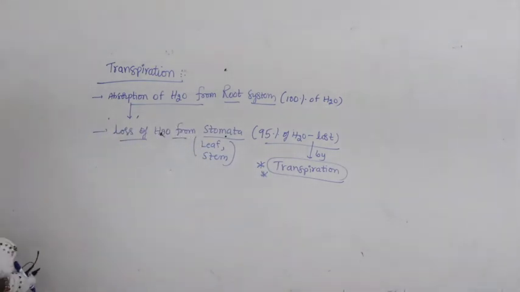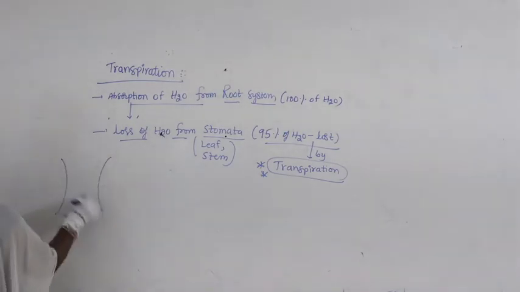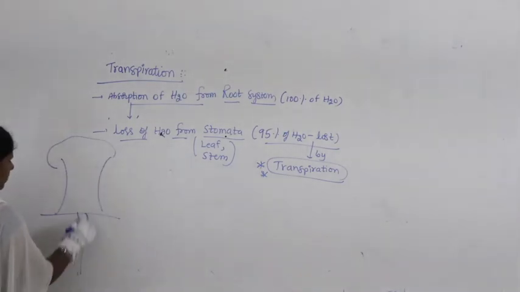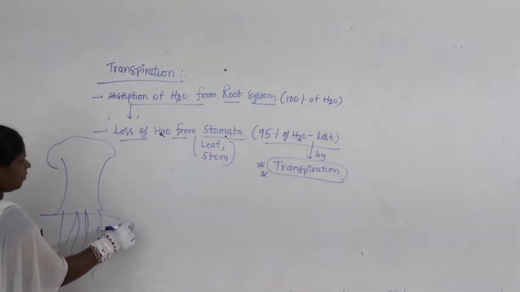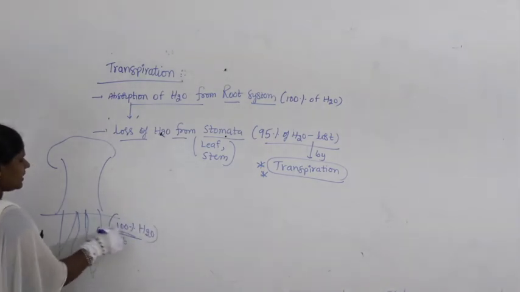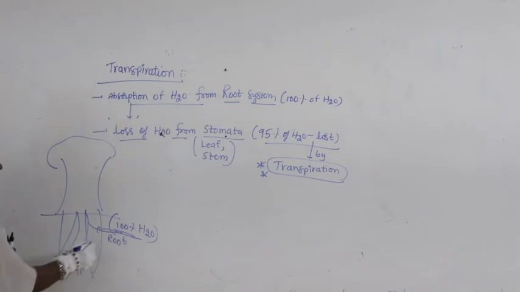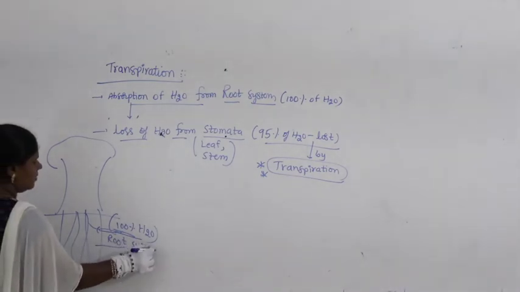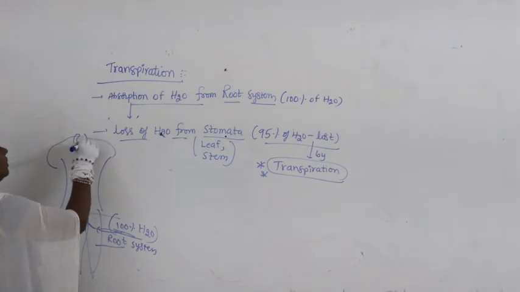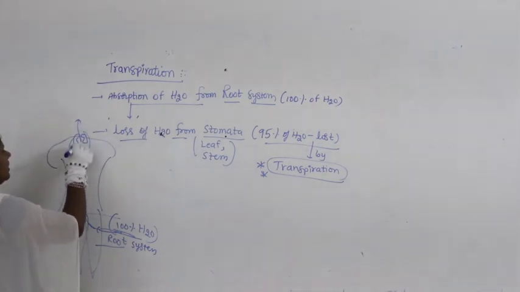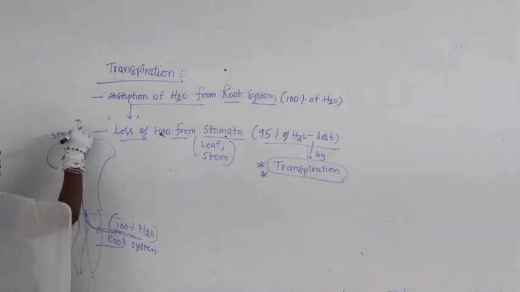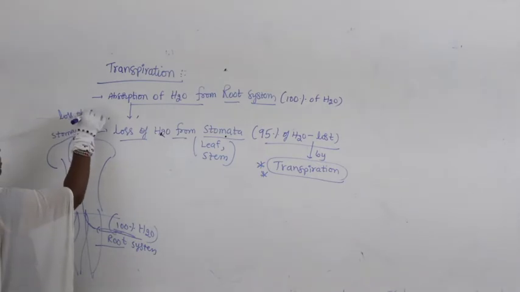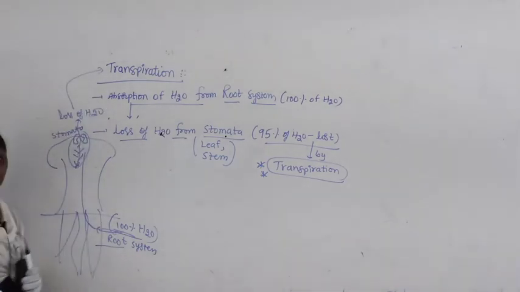Here, if you take the plant, the root is giving some quantity of water. Let us take that quantity as 100%. 100% of water is given by the root system. Of that, water is lost from the stomata. Let us take this as a leaf. The leaf has stomata. Through stomata loss of water occurs, and that loss of water itself is called transpiration.